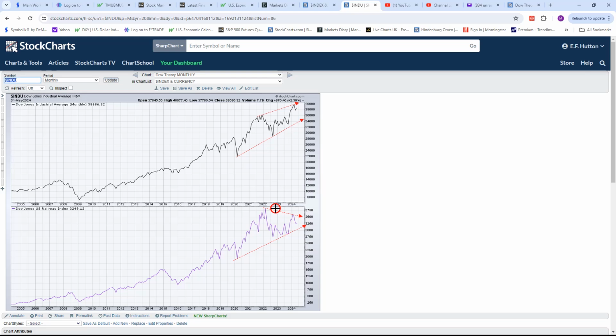However, the bearish divergence is quite glaring since 2020, when the stimulus and rate reductions by the Fed took hold here. So we're making a major new high here on the Dow 30 and not so on the railroad index.